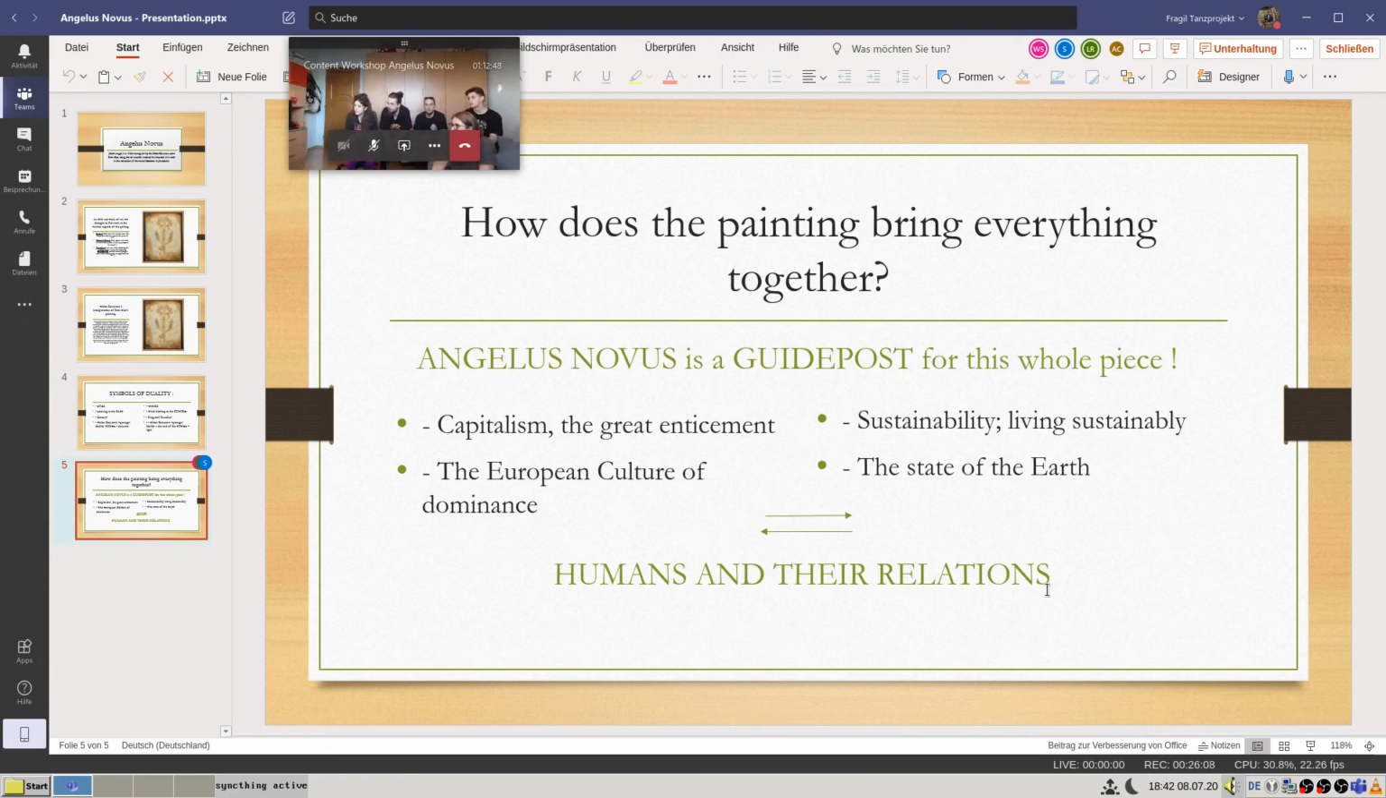And the final point is humans and their relations, because we are the ones that are contributing and changing this. And if Angelus Novus is a guidepost for this whole piece, us as humans and our relations can maybe contribute to also living sustainably to a better state of the earth, and can actually lead to better progress and process and paradise that Walter Benjamin talked about when he interpreted the painting the first time.